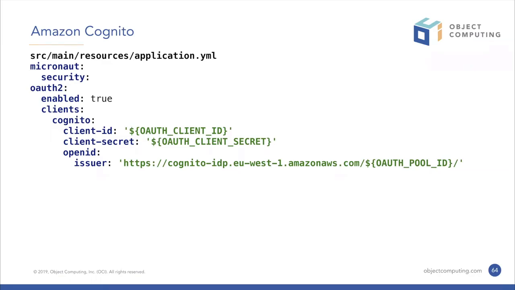Cognito will expose a well-known OpenID configuration endpoint, which will allow Micronaut to configure itself to work against Cognito. So from a user point of view, you don't need to do anything. In the background, when you start the application, Micronaut is configuring itself by using that endpoint.